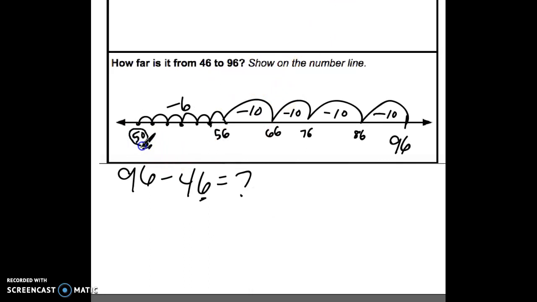So, how far is it from 46 to 96? The answer is 50. Hopefully that makes sense and it was able to help you guys for tonight's homework.